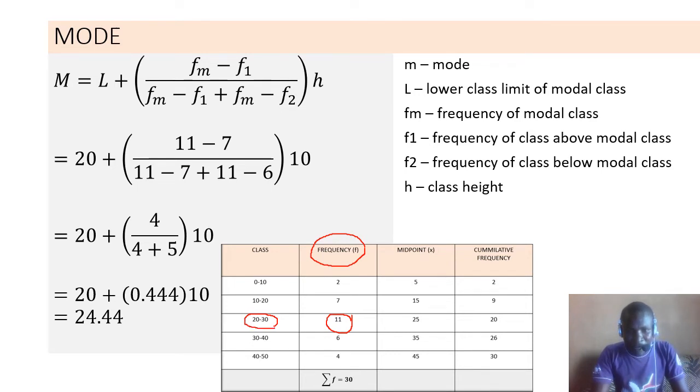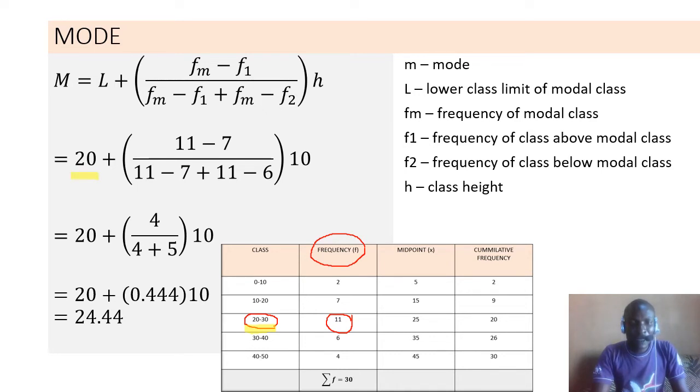Now once we have that, we can calculate our mode. When we talk about class 20 to 30, I explained earlier that this is an exclusive class interval. Now how do we obtain the lower class limit? According to this illustration, our lower class limit in this case is 20. That is why you can see I have included 20 there as our lower class limit.